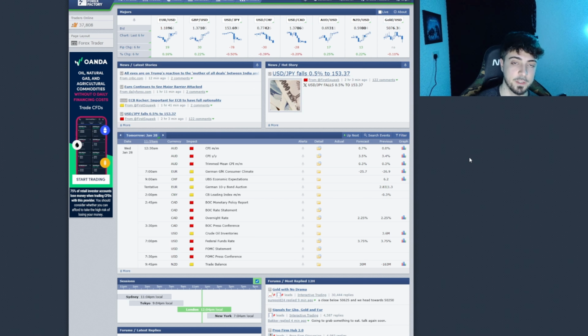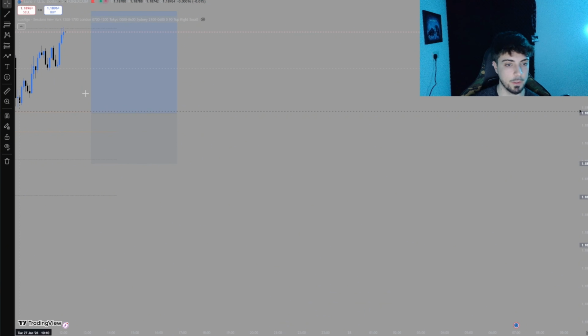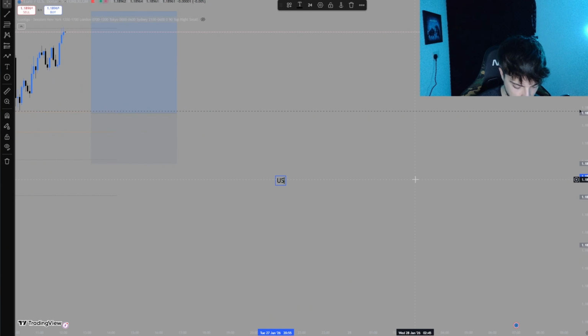So another thing that is so important is news. Okay, so this is Forex Factory. This is tomorrow's news. We can see red folders. Okay, red folder for USD, red folder for AUD. So the only news that will affect the pairs that we are trading. Okay, so USD equals CAD and US dollar, red folder news.